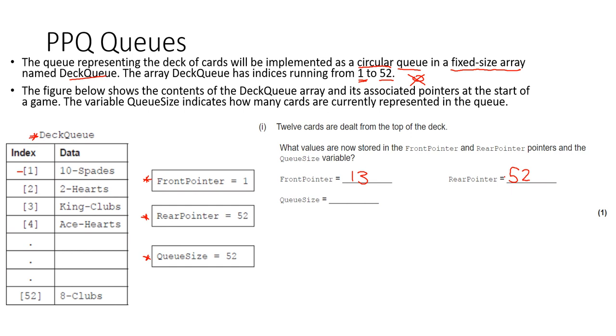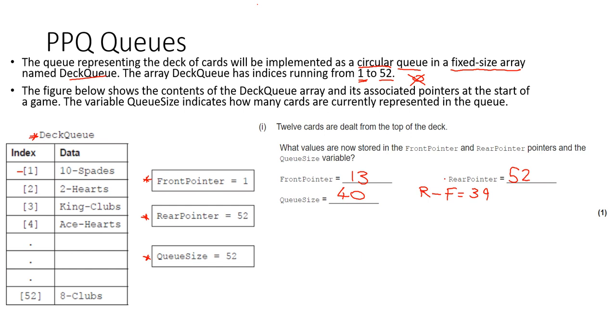Now what's happened to queue size? Well, queue size will have gone down by 12. The queue size will be 40. Now I previously said that you could take the rear pointer and subtract the front pointer to find out the size. In this case, that wouldn't give you 40, it would give you 39.